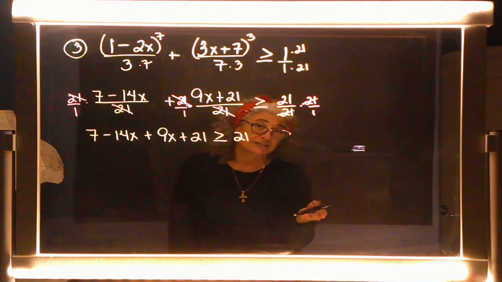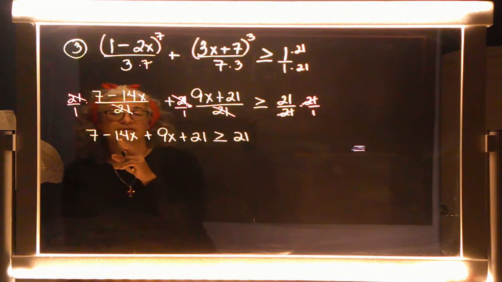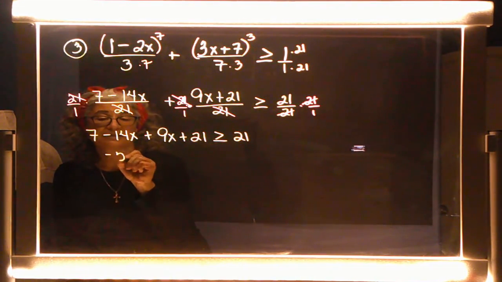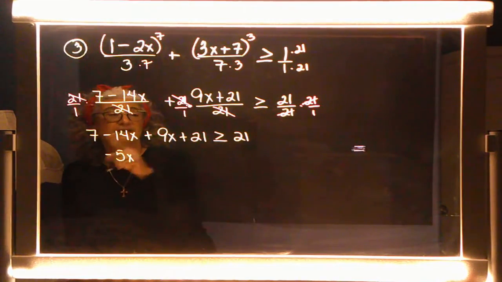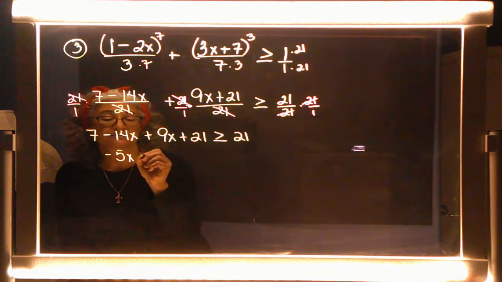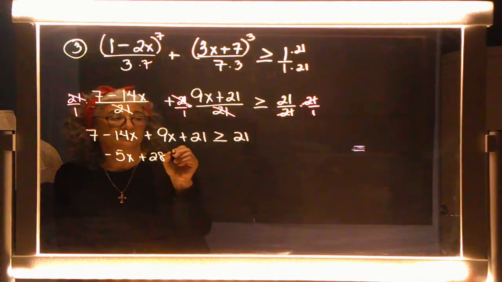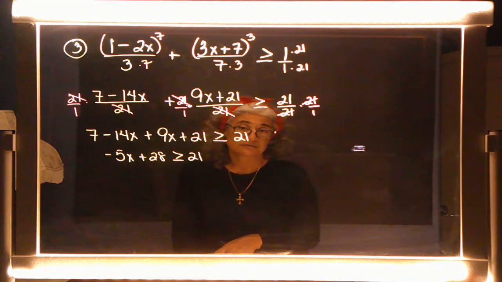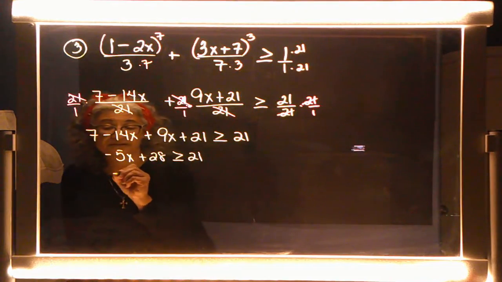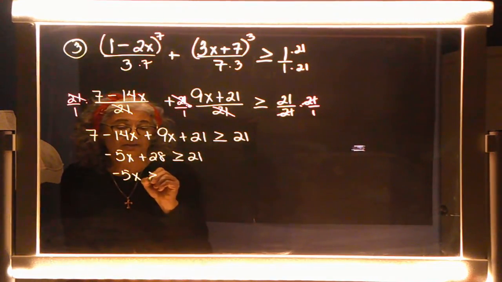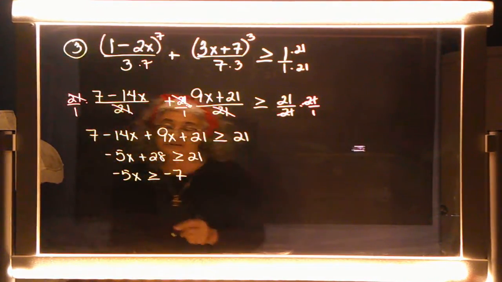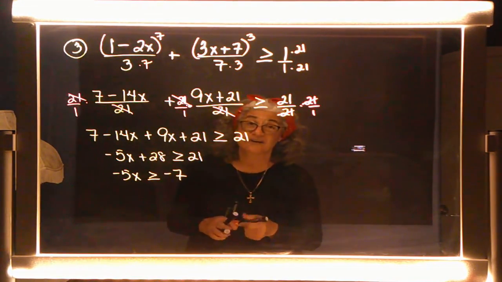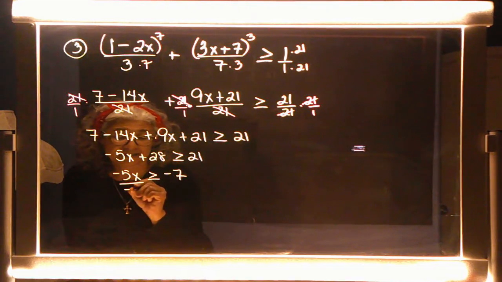So time to collect like terms, yes? Okay, so I have a negative 14x and a positive 9x. Yeah, that's negative 5x. And I have a positive 7 and a positive 21. Good, positive 28, greater than or equal to 21. Now what? Move the 28 over. Excellent. So I have negative 5x greater than or equal to negative 7. And then what? Yeah, I'm going to have to divide by a negative 5.